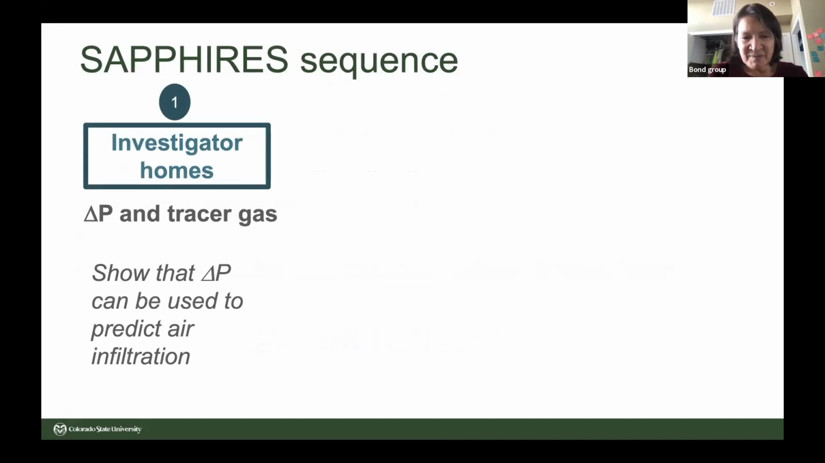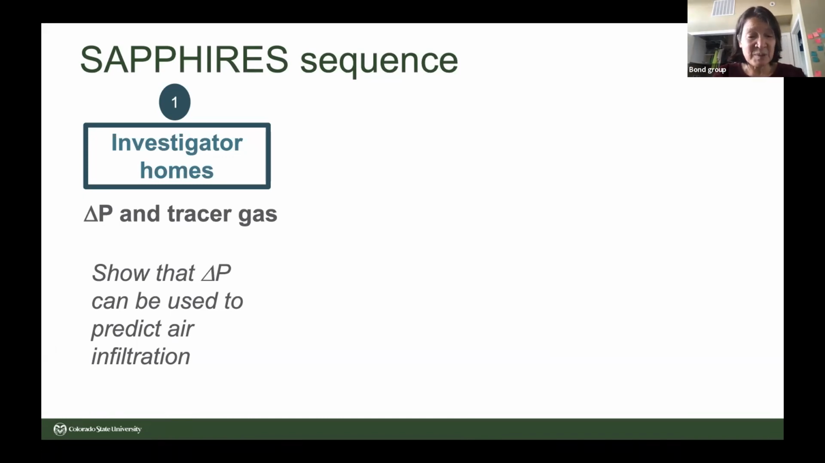So at first, the investigators who are required to put up with just about anything will measure delta P and tracer gas in their homes, starting with mine, which has 2 exterior walls. And the purpose of that is to start with a well-known, well-accepted method, and show that delta P can be used to predict air infiltration. As Dom showed you, there are some things that are not perfectly predictive. Agreed that that model was not designed for an apartment. Apartments are actually some of the most complex airflow situations.